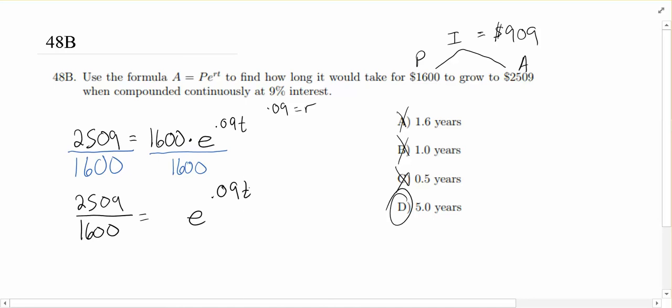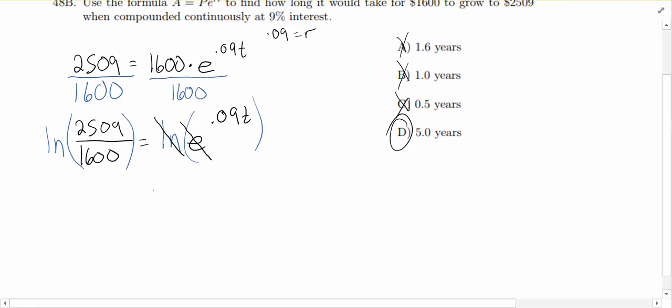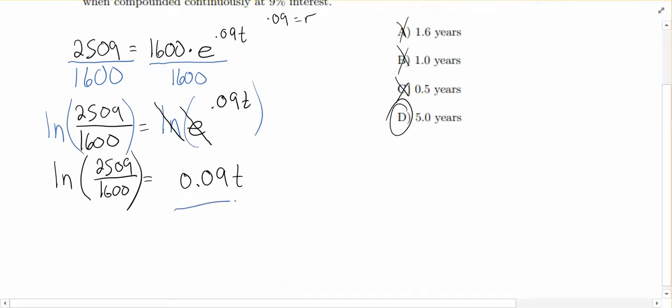Now, the big thing to remember for solving this exponential equation is that to undo e, I want the inverse, which is log base e, or natural log. So remember, natural log is log base e. And the beauty of that is that log base e and e to a power undo one another. And we'd be left with just 0.09t. Now over here on the left, the natural log is still there because we didn't have an e. And now in order to get the t by itself, we're just going to divide both sides by 0.09.